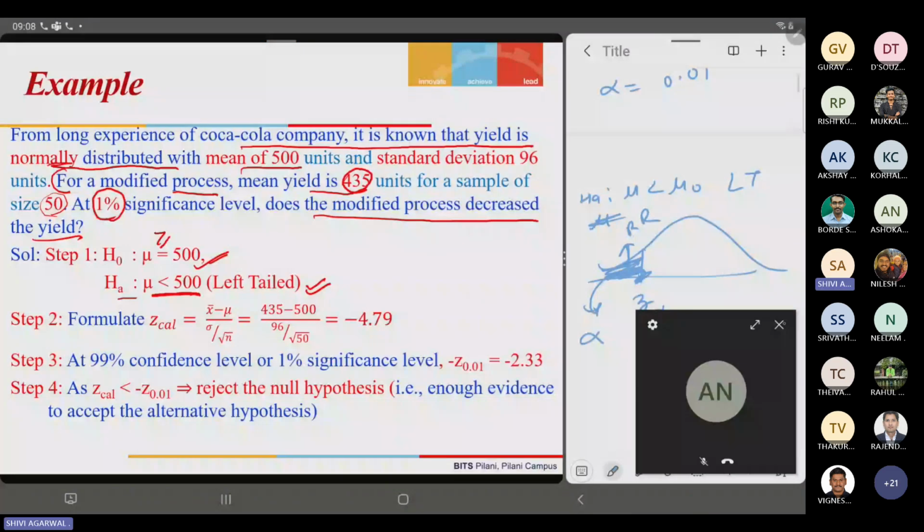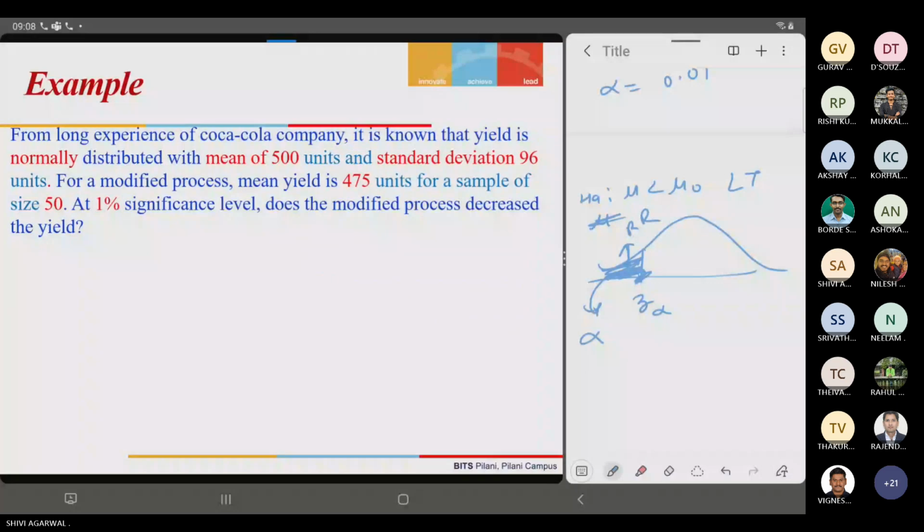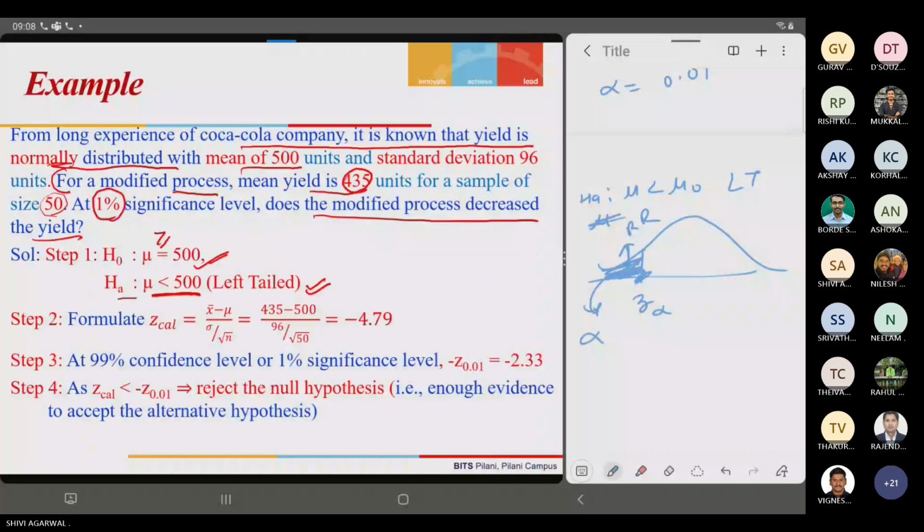So why are you saying mu is greater than 500? Mu is less than 500. If it is less than... no, it is less than 500.